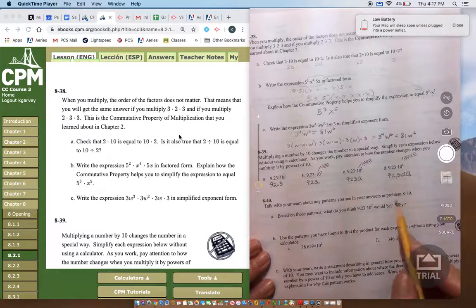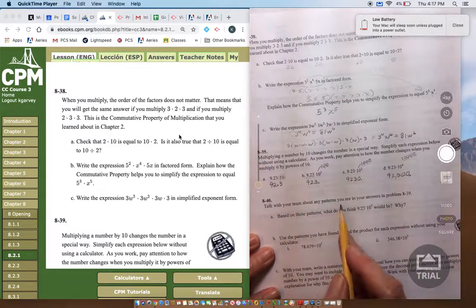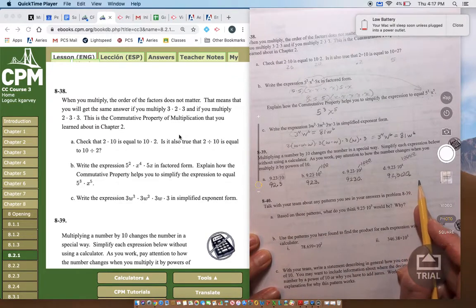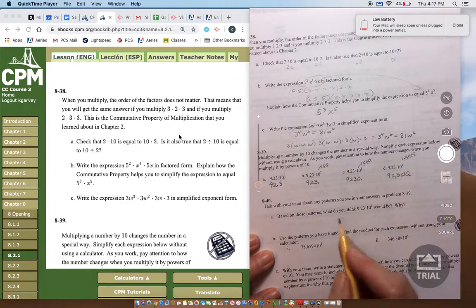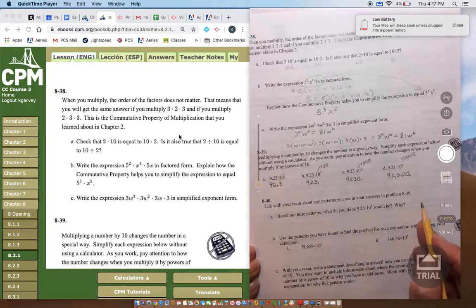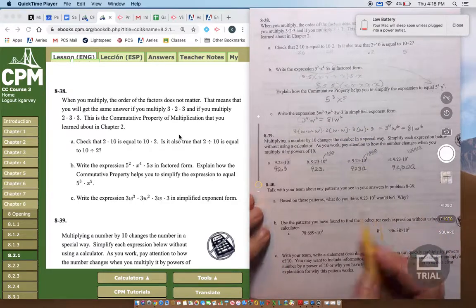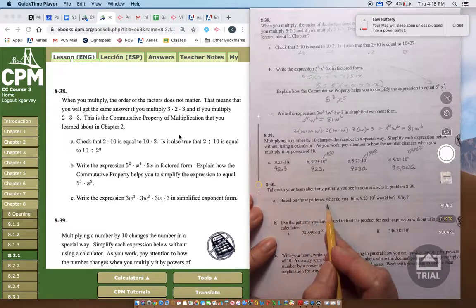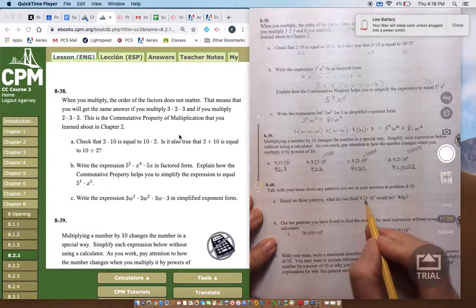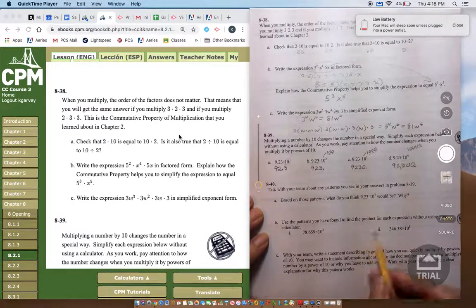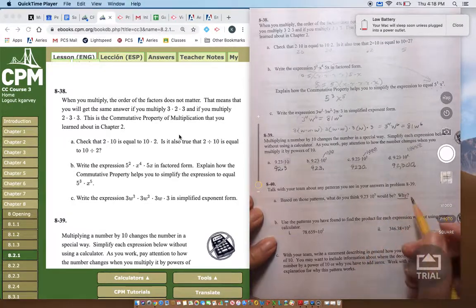So go ahead and think about the patterns that you see in this problem, and then based on those patterns, answer A in 8-40. I'll rejoin you in just a moment. Based on those patterns, what do you think 9.23 times 10 to the seventh power would be, and why?